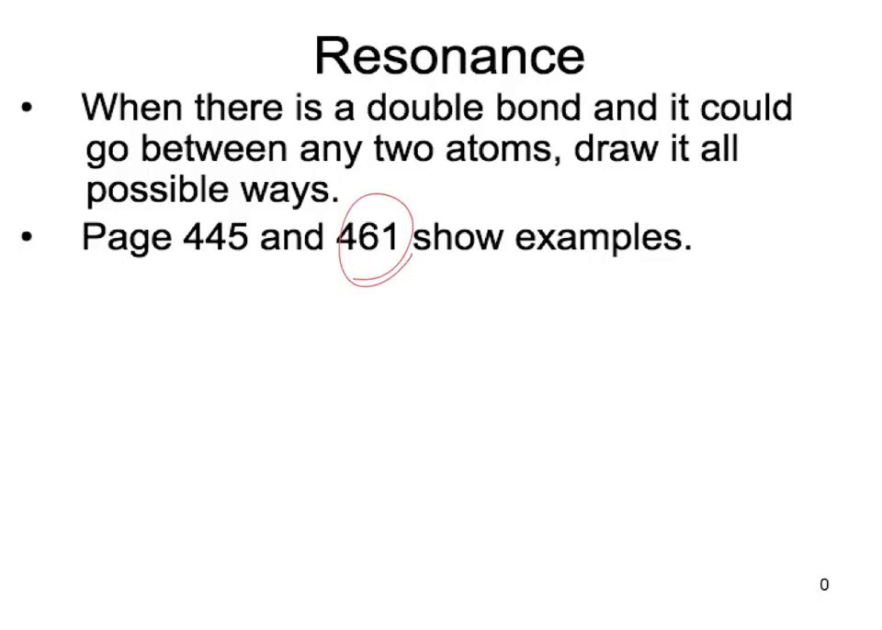Resonance: please look at page 461 to see examples. It's just that if there's a double bond, it could go between any 2 atoms. You draw it all possible ways. So you'll see the 3 different pictures there.